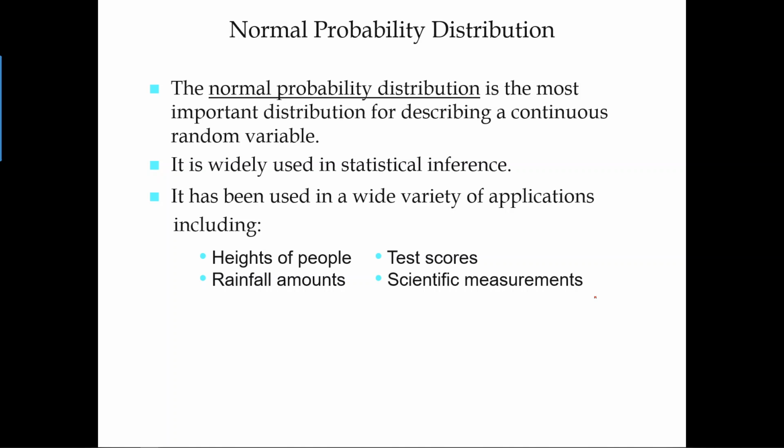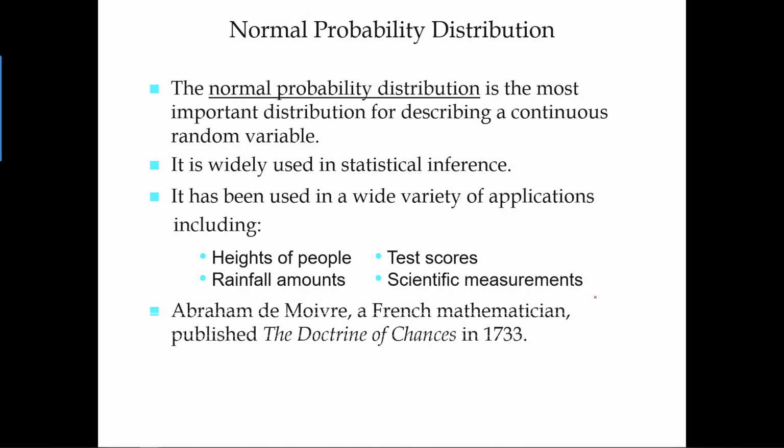It has been used to measure or represent the height of people, test scores, rainfall amount, and scientific measures. You notice that all those situations involve a quantitative variable, a continual random variable, to measure it. So we believe they are normally distributed.